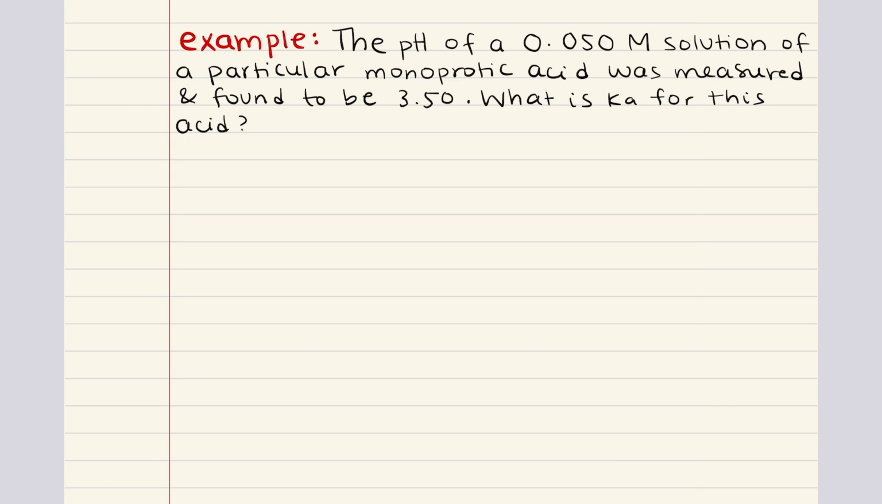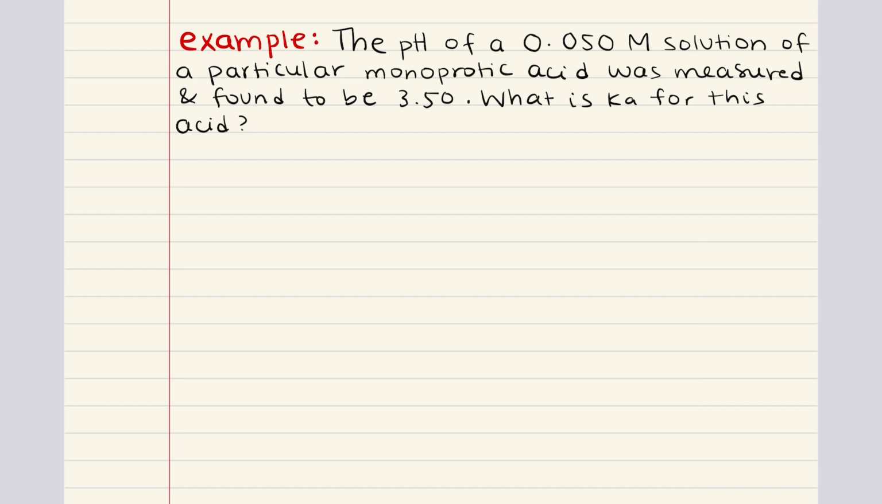This problem says the pH of a 0.05 molar solution of a particular monoprotic acid was measured and found to be 3.50. What is the Ka for this acid? Now, for this kind of equilibrium-based problem, we can usually follow two steps to ensure we get the correct answer. The first step is to set up the ICE table. And then the second step is to insert the equilibrium values from the ICE table into the equilibrium constant equation.